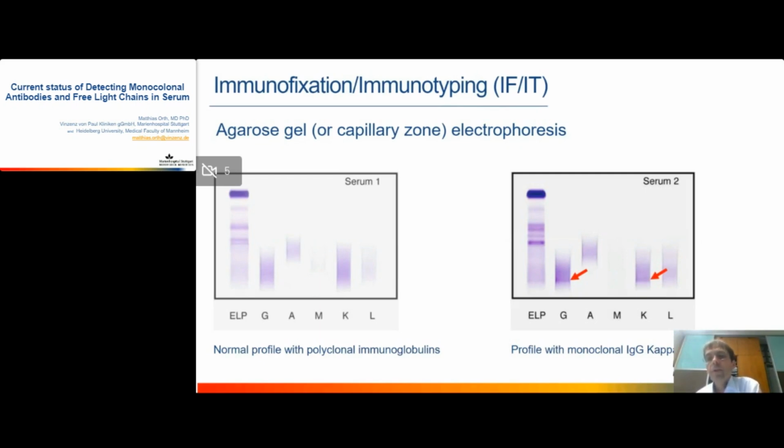The challenge of immunofixation or immunotyping is that in some cases it's black and white, but in many cases we get some results which are not so clear, and giving the diagnosis of a monoclonal IgG kappa or IgG lambda to a patient will change the life of this patient. So we have to be very sure that the diagnosis is reliable. And it's very time-consuming in the lab, because we have to discuss the results of this testing.